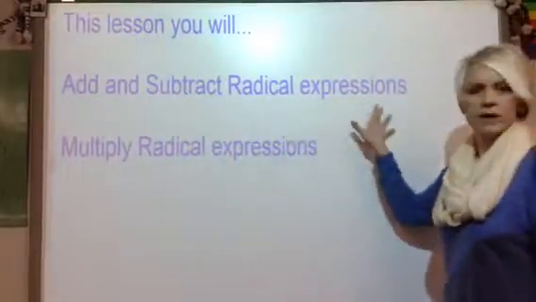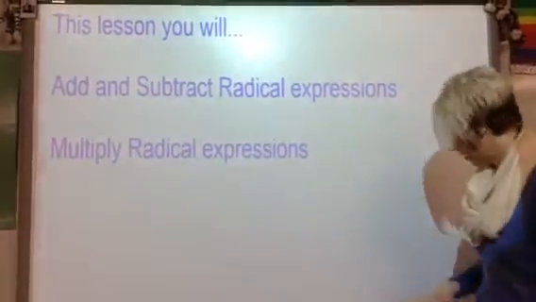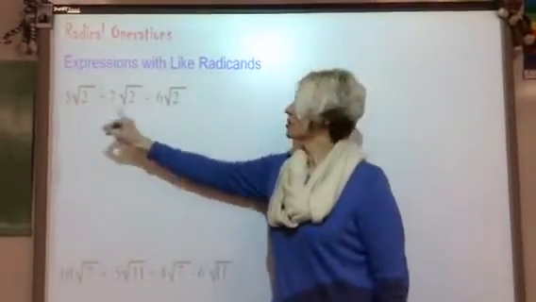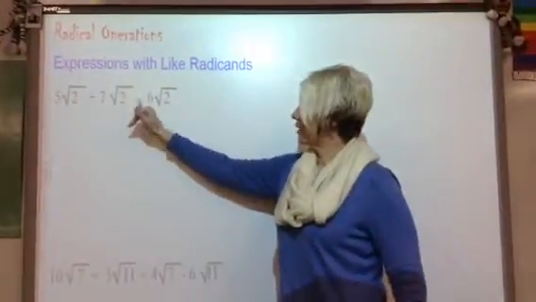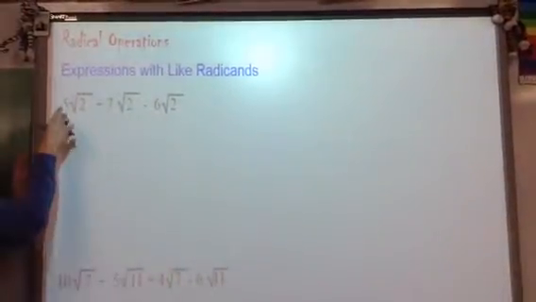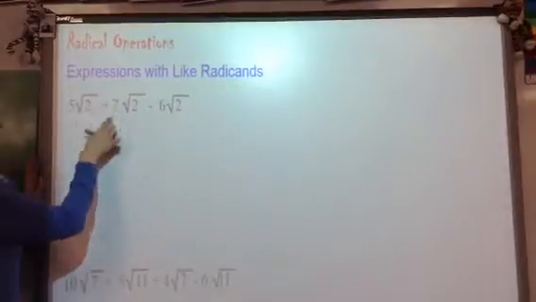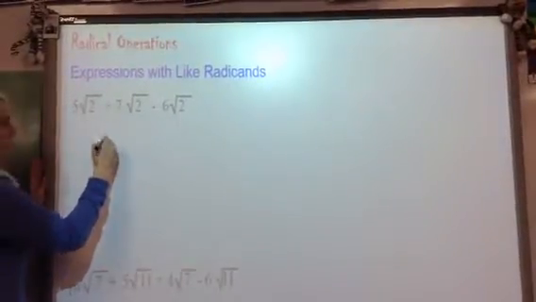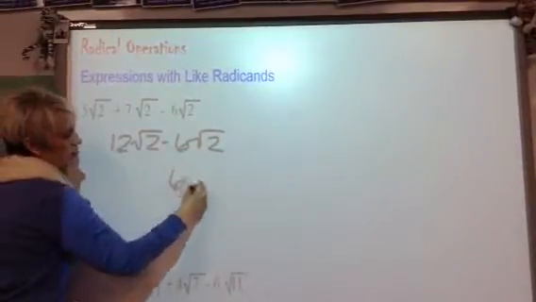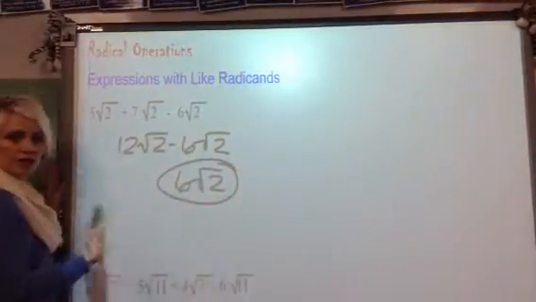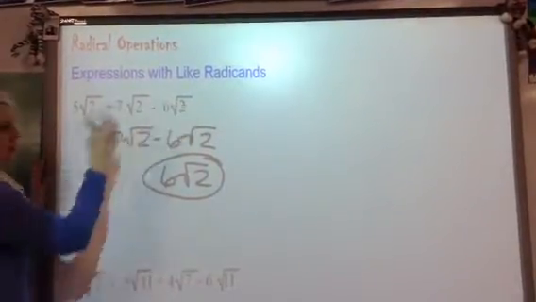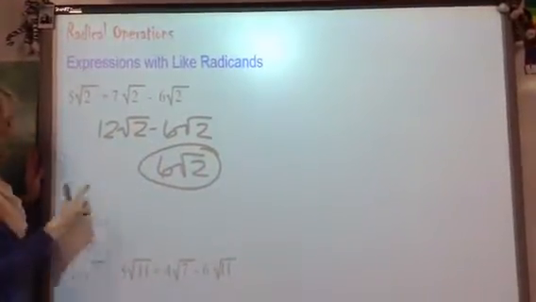In this lesson you will add and subtract radical expressions and multiply radical expressions. So when you have like radicals, for example radical 2 and radical 2, you can combine them. Think of it like a variable: if I have 5 radical 2's plus 7, that would make 12. And then I subtract 6 radical 2, then that's a total of 6 radical 2. So you can just think of it like variables or like terms. As long as it is the same number in the radical, you can combine it.